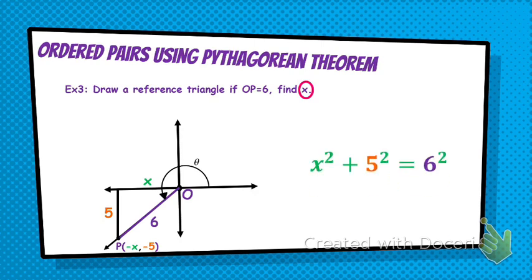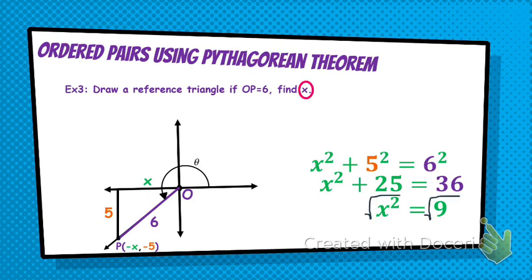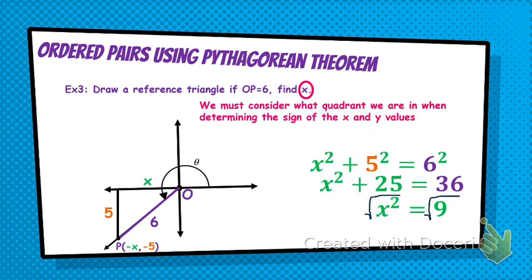So I'm going to set this up. This time, once again, like I said previously, my hypotenuse side always needs to be by itself. So I must write this. This is not 6 squared plus 5 squared, or 5 squared plus 6 squared. That hypotenuse side always needs to be by itself. So that's 25 and 36. I need to get x squared by itself, so we subtract 25 from both sides and get x squared equals 9. We take the square root of both sides, and we get x equals 3. However, we do need to consider what quadrant we are in, determining the sign of the x and y values. Since we're in quadrant 3, x will be negative, so this is going to be x equals negative 3.